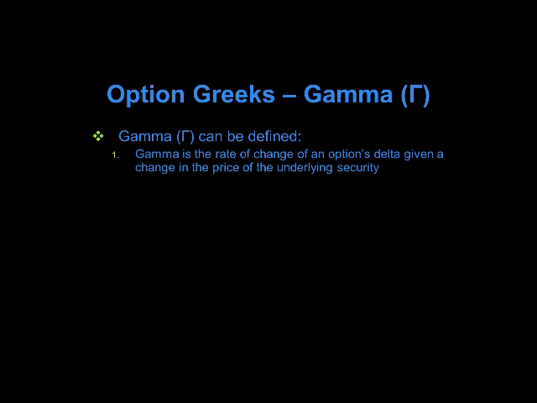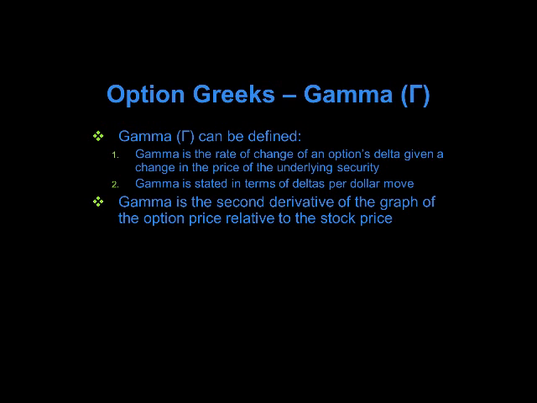Gamma is what will really mess you up in short options, and we're going to talk about this. Gamma has a way of rearing its ugly head. Gamma is the rate of change of an option's delta given a price change in the underlying security. It's stated in terms of deltas per dollar move. Don't worry about that, but I'll show you what it means.